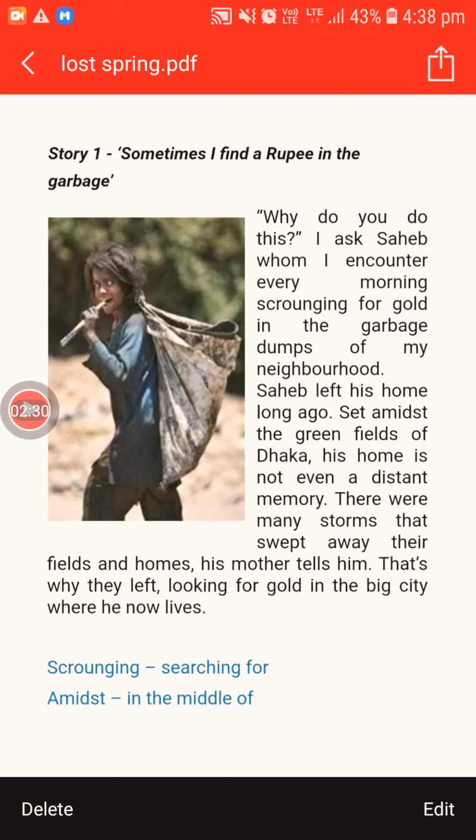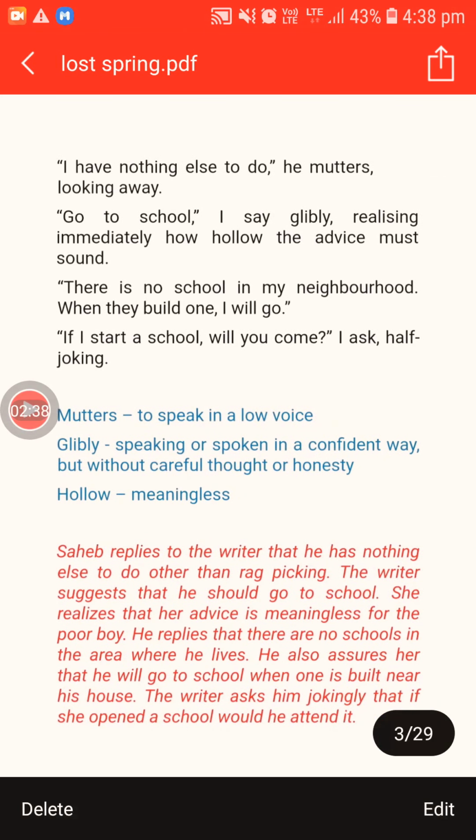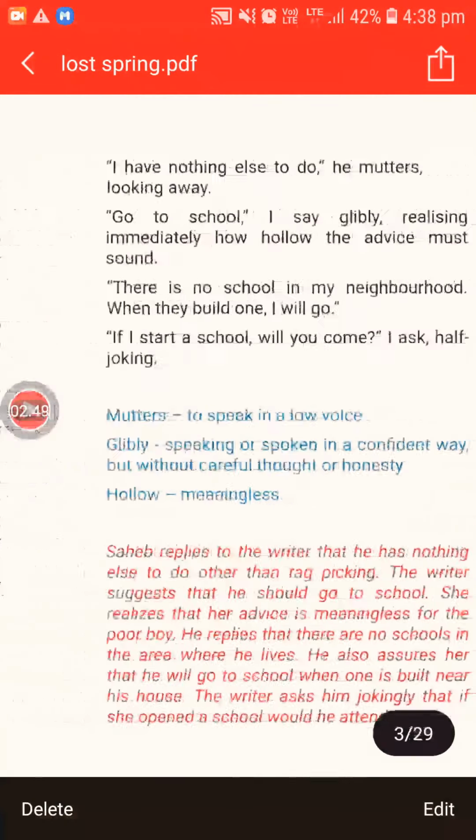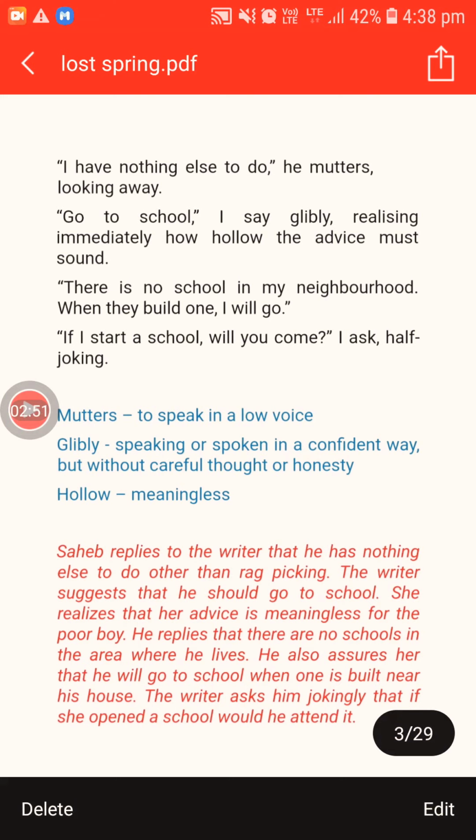He is searching for something in the heap of garbage. So the word scrounging here means searching in the middle of the garbage. And then he had a dialogue with the author. The author asks, do you go to school? Something like that she asked. And there is no school in my neighborhood, he answers back. When they build one, I will go.